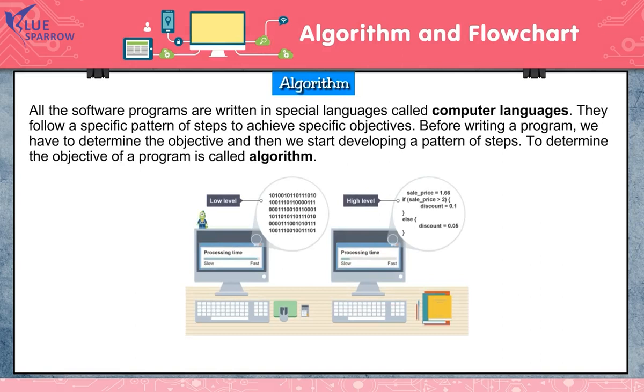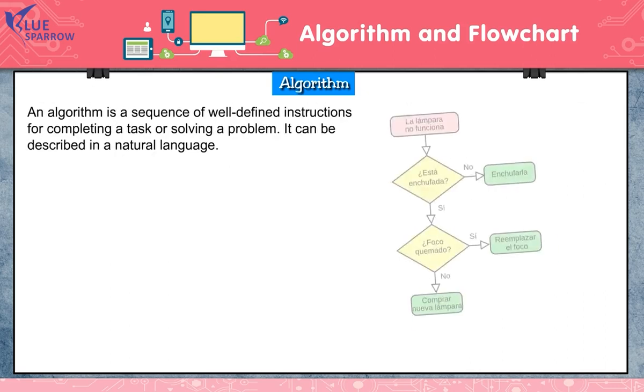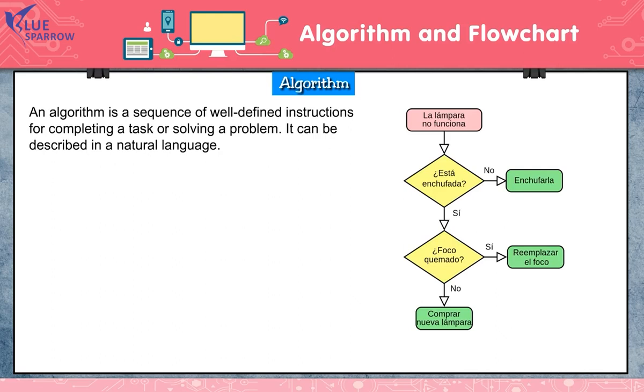Algorithm. All the software programs are written in special languages called computer languages. They follow a specific pattern of steps to achieve specific objectives. Before writing a program, we have to determine the objective and then we start developing a pattern of steps. To determine the objective of a program is called algorithm. An algorithm is a sequence of well-defined instructions for completing a task or solving a problem.